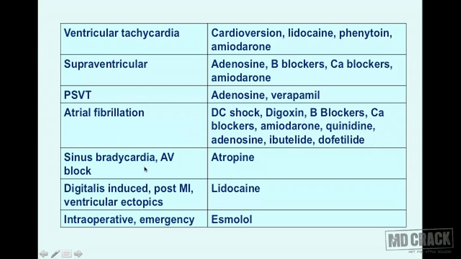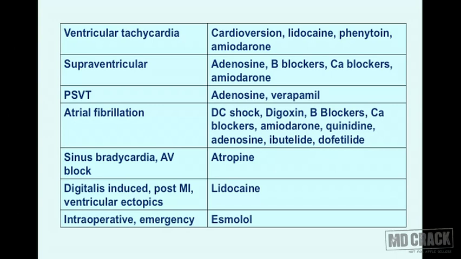Next we go to sinus bradycardia and AV block, and the drug of choice is atropine. I'm sure you're going to remember because we discussed digitalis toxicity in heart failure, and there we said digoxin decreases the AV conduction, decreases the heart rate, so you can have sinus bradycardia and you can have AV block. Drug of choice will be atropine because atropine increases AV conduction.